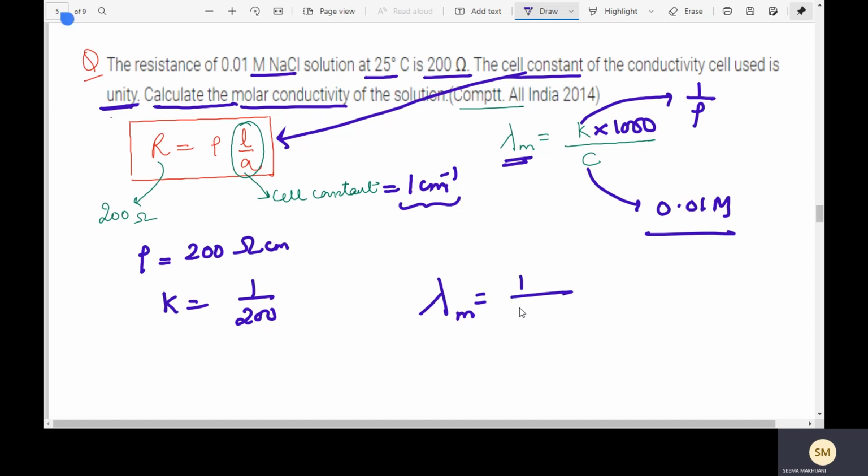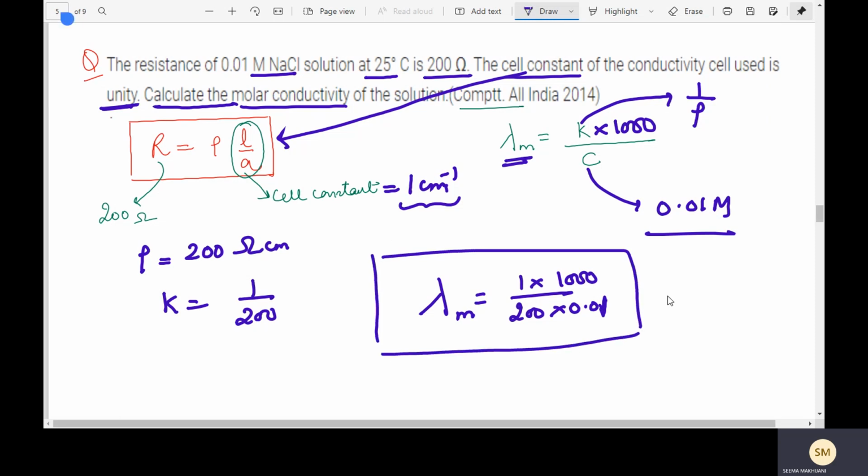The value of K is 1 upon 200. The value of C is 0.01, and 1000 goes on top. This is 0.01. And you will get your answer. Please do not forget Siemens centimeter square, mole inverse. The units are to be written down. Is that okay? Moving ahead.